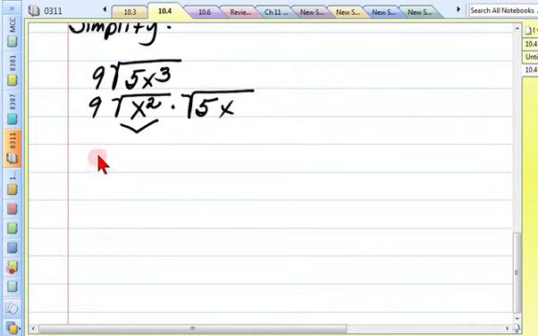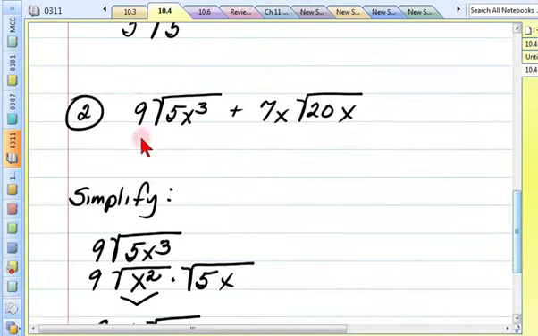Let's take the square root of that. So I've got 9 times x times the square root of 5x. And I'm going to go back up and put it underneath. It is 9x square root of 5x.